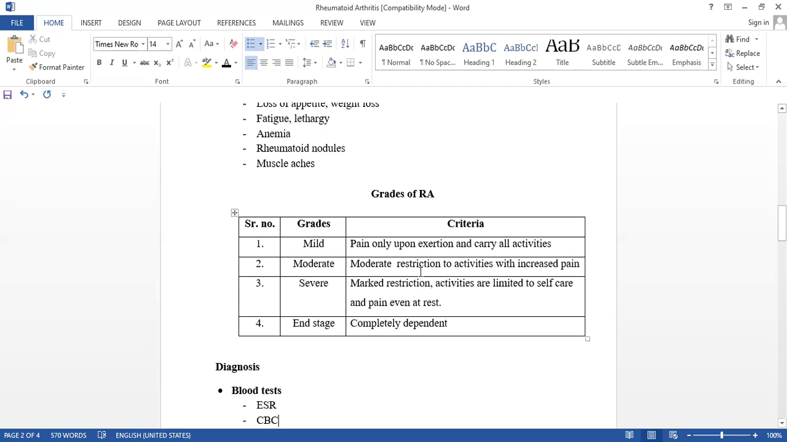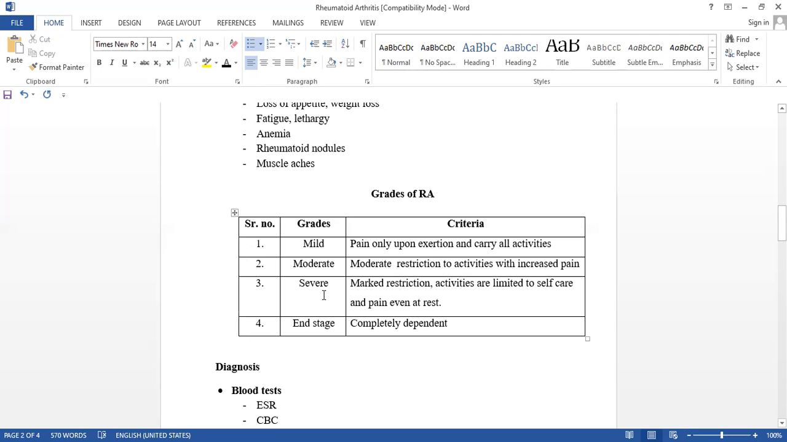Moderate: restriction to the activities with increased pain. Some of the activities are restricted because of pain. Because of pain, they will not do all activities. They restrict the activities in the moderate grade. Now severe, you see marked restrictions. Activities are limited to self-care, and pain even at rest. Even though the individual is taking rest, that time also there is a pain.